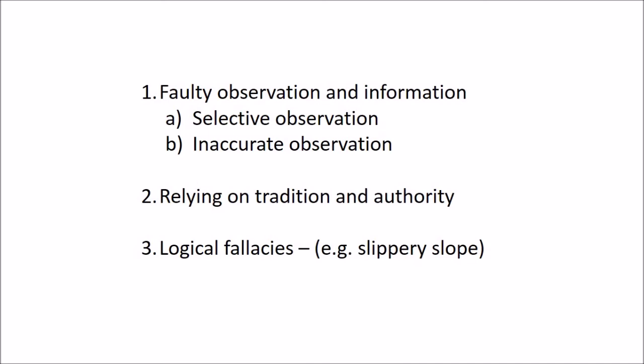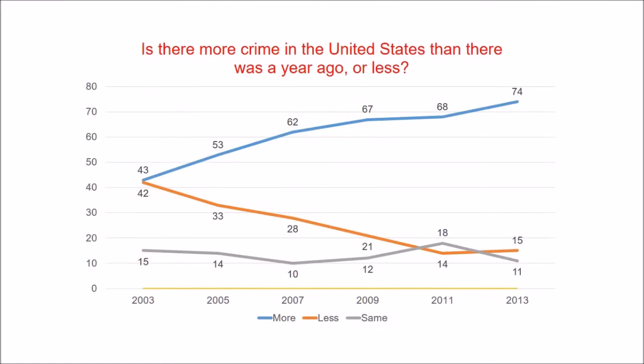Now, sometimes our observations are just plain inaccurate. And let's look at 1B, inaccurate observation. One of the things that we know from social science research is that if you ask people about their perceptions of crime in America, most people will tell you that there was more crime this year than there was last year. And here's some data over time, and you can see that people believe that there's more and more and more crime in the United States.